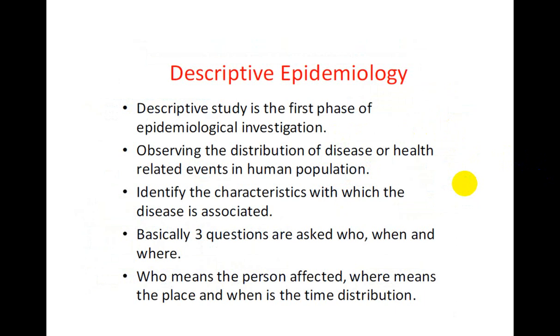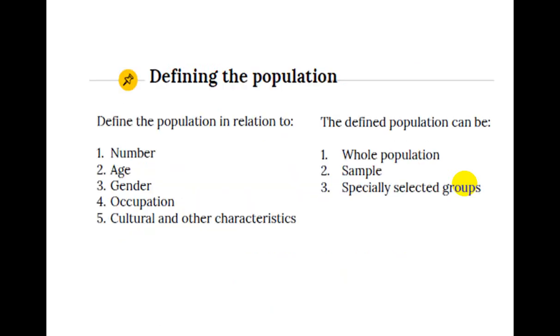Descriptive epidemiology. Descriptive epidemiology is the first phase of epidemiological investigation, observing the distributions of disease or health-related events in human population to identify the characteristics with which the disease is associated. Basically 3 questions are asked: who, when, and where. Who means the person affected, where means the place, and when is the time distribution.